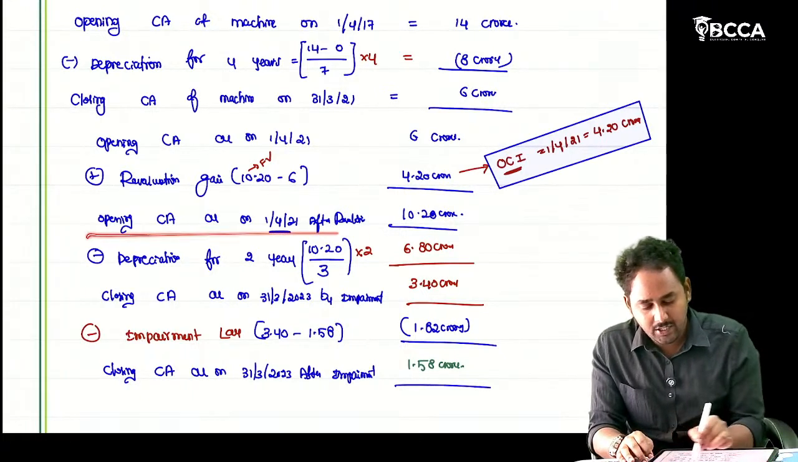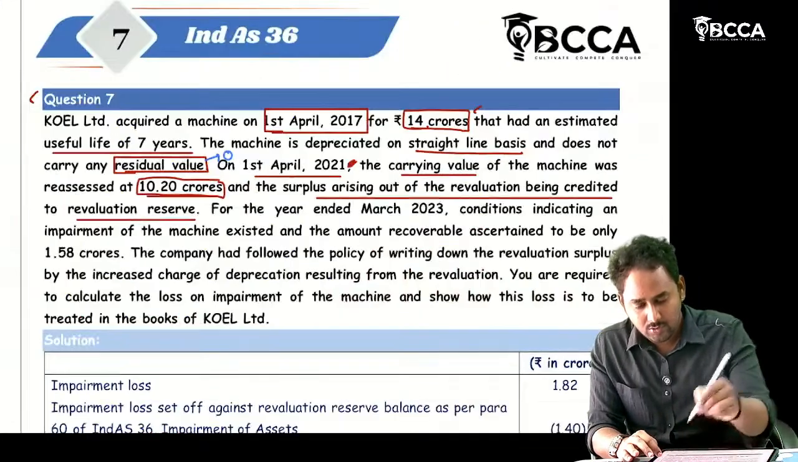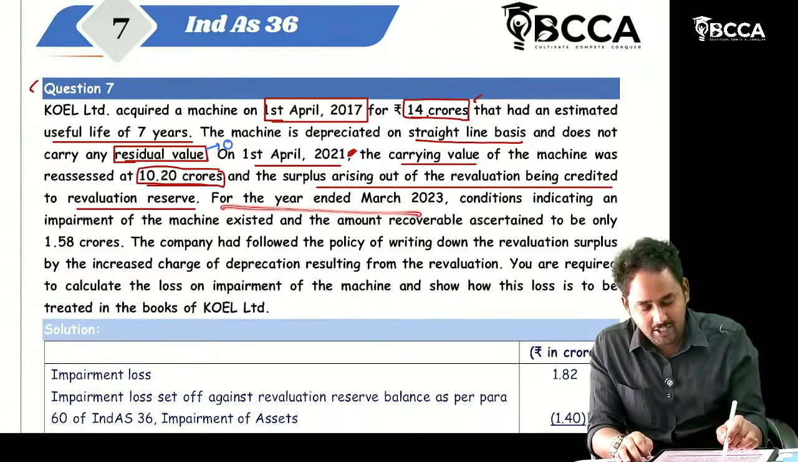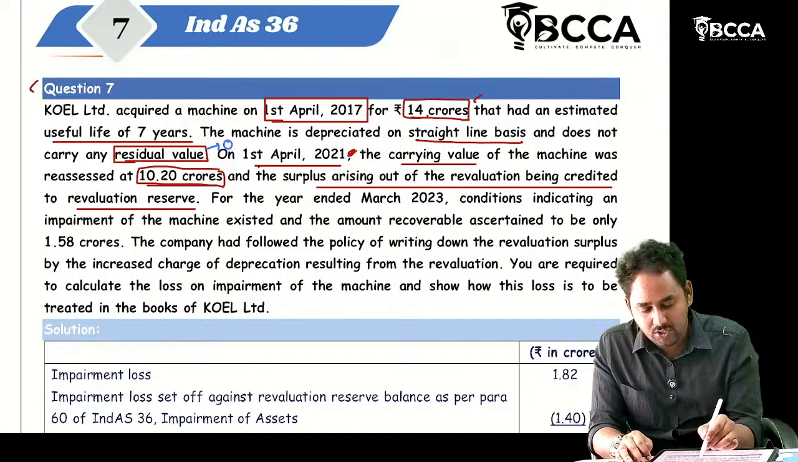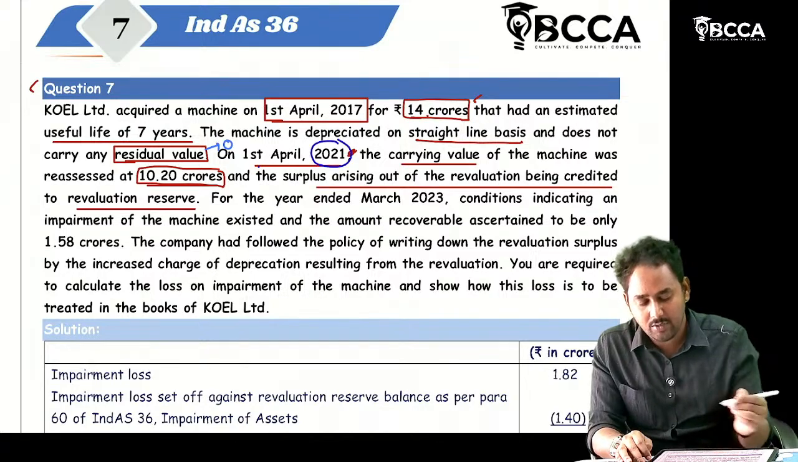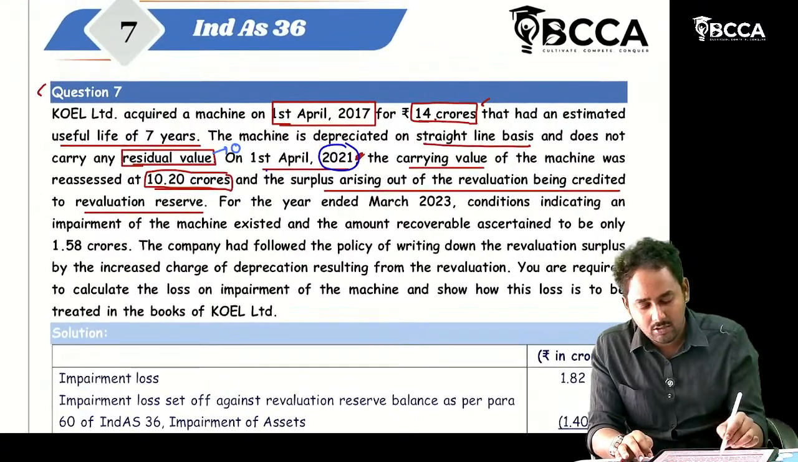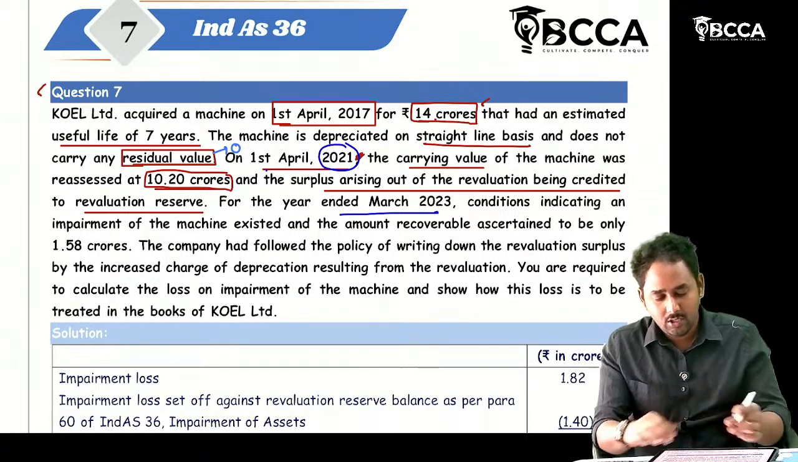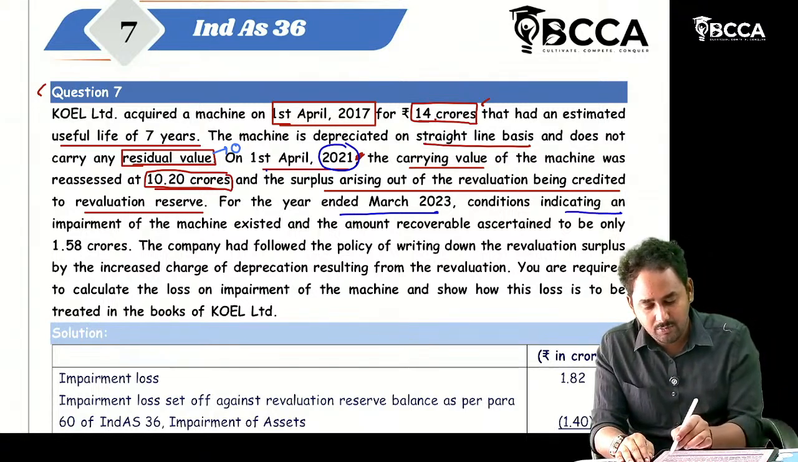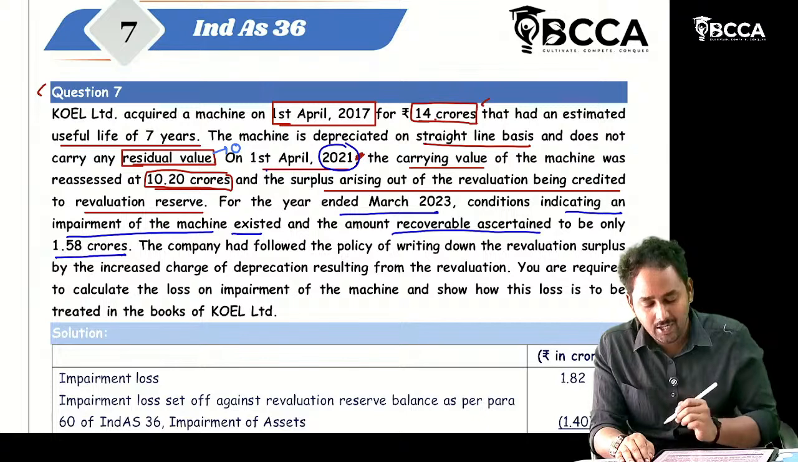So opening carrying amount after revaluation 10.20 crores. So next, for the year ended, what is the next date? They have given the information. So revaluation made on April 21. Then it came directly to 31st March 2023. So conditions indicating an impairment of the machinery existed and the amount recoverable was ascertained to be only 1.58 crores.